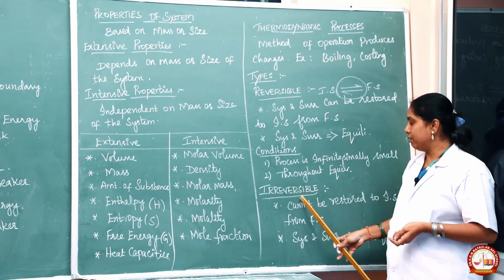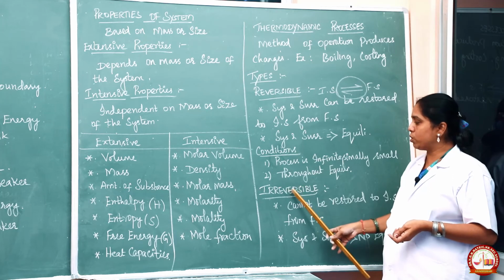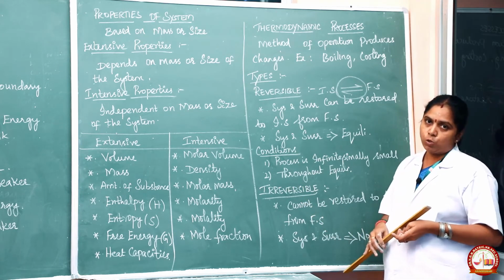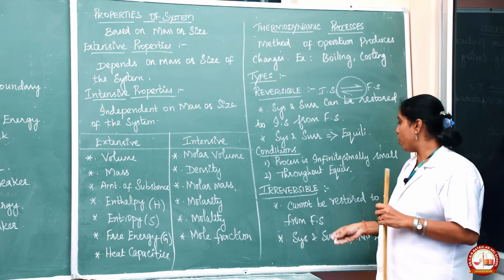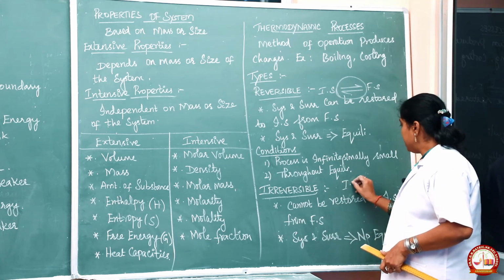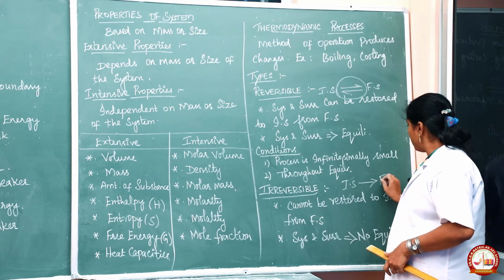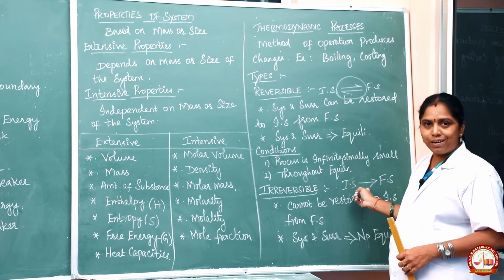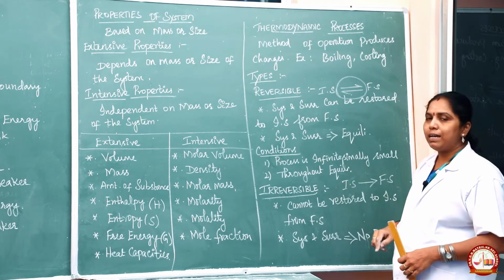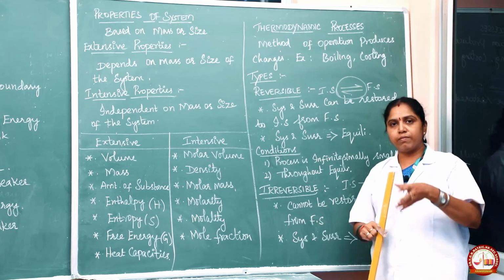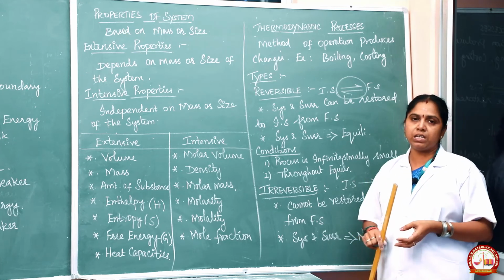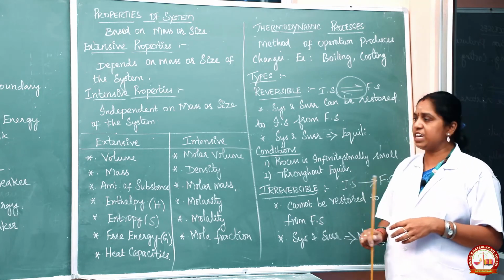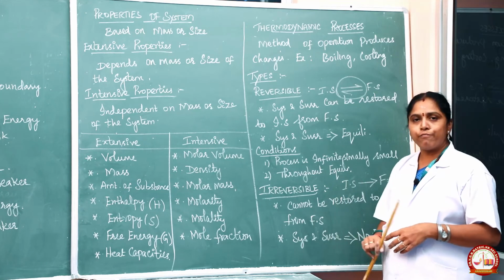On the other hand, the process just opposite to reversible is irreversible. Irreversible is just a single step process. That means the initial state is converted into the final state, but the final state is not returned back to the initial state. In other words, the system as well as the surroundings do not restore the initial state from the final state.